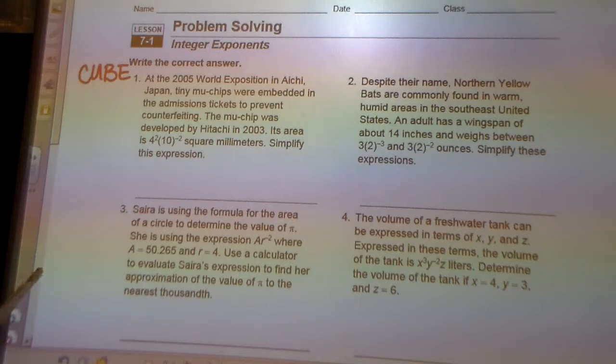Excellent. So on this first problem, it says, at the 2005 World Exposition in Aichi, Japan, tiny moo chips were embedded in the admissions ticket to prevent counterfeiting. The moo chip was developed by Hitachi in 2003. Its area is 4 squared times 10 to the negative 2 square millimeters. Simplify this expression.